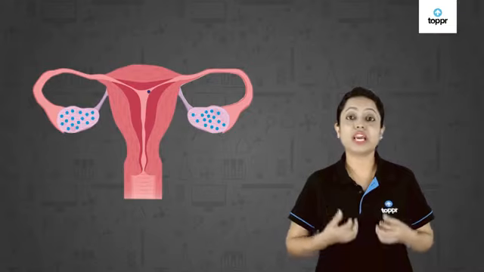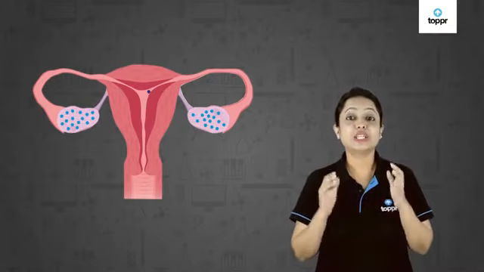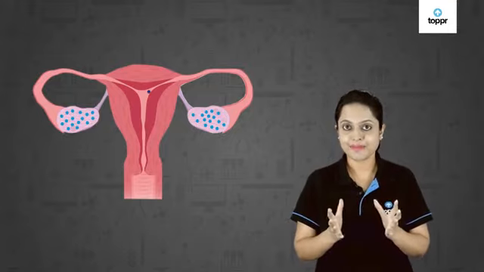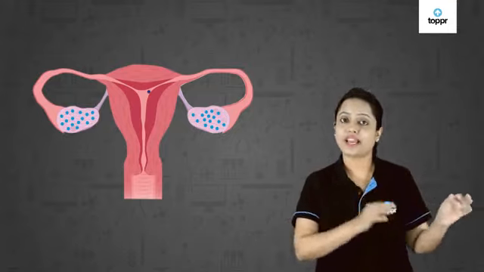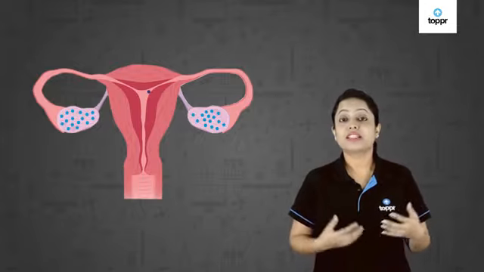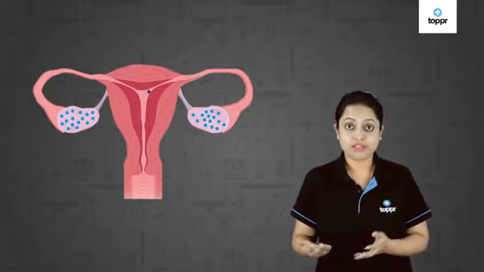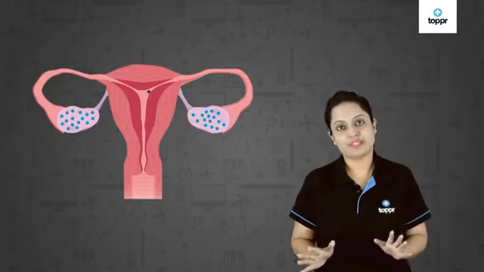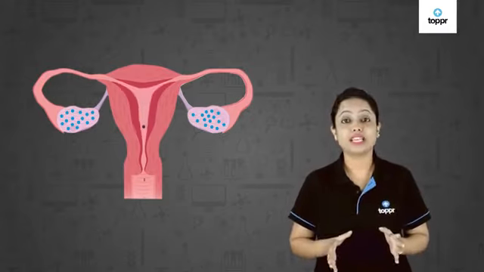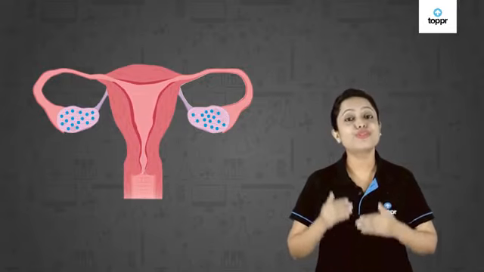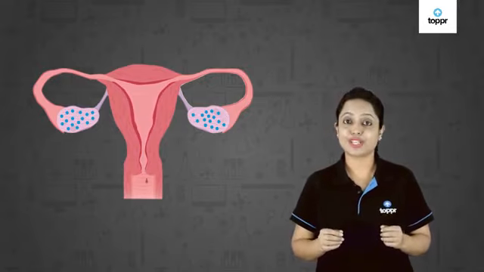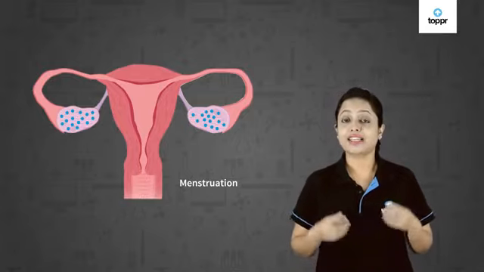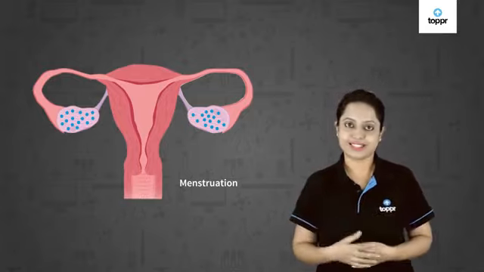Now, what happens to the unfertilized egg? The uterus prepares every month by thickening its lining to receive the fertilized egg. Now, if it does not receive any egg, that is, if the egg is not fertilized, then this lining is disrupted and it is released from the body in the form of blood and mucus through the vagina. This process is known as menstruation. It occurs every month and it lasts from 2 to 8 days.